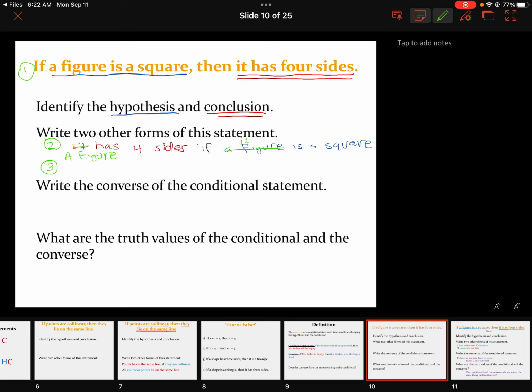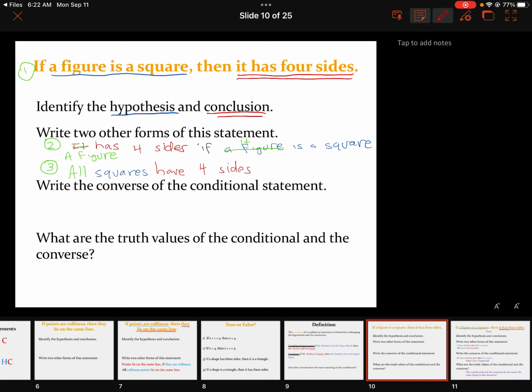Now, we're going to do the same thing. We're going to make a new statement for statement three. This time, we're not going to use the word if or the word then. We could use the word all or every. All squares have four sides. Those three statements, 1, 2, and 3, mean exactly the same thing.